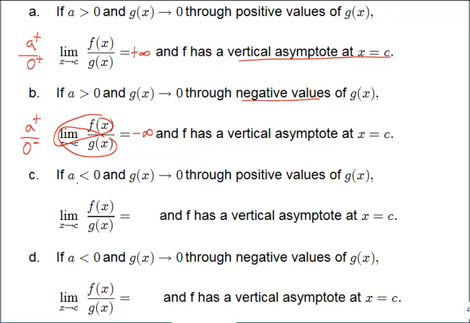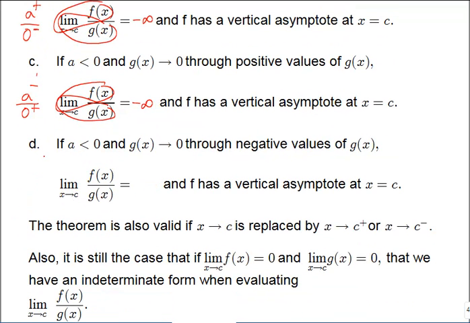If we have a being negative, then this numerator is going to go to a negative constant on top. And if g is going to 0 on the bottom through positive values, then again we have a negative divided by a positive, which is going to stay negative, and a constant divided by 0 blows up, and in this case would be going to negative infinity. And finally, if a is a negative constant and g is going to 0 through negative values, now we have a negative over a negative, which becomes positive, and a constant divided by 0 blows up, so this is going to go to positive infinity.